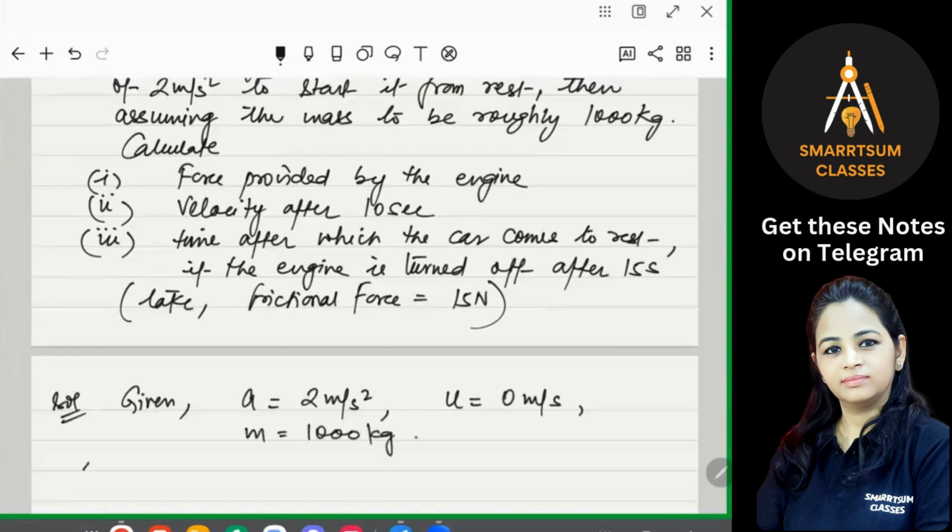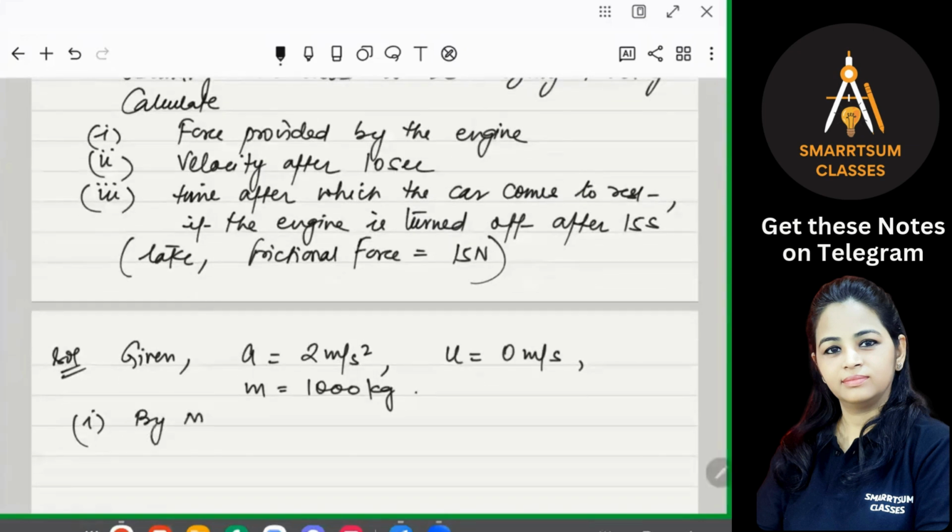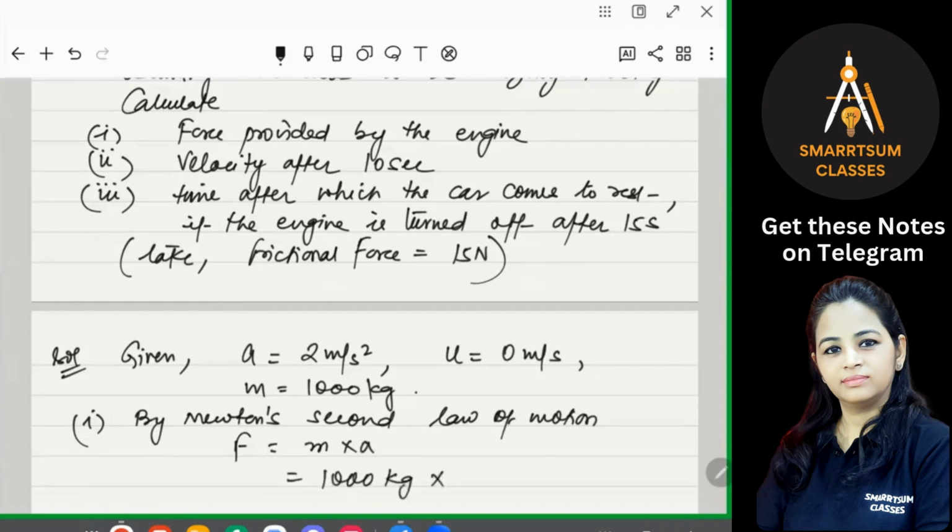Now, what do we have to calculate? In the first part, we have to calculate the force provided by the engine. As we know, from Newton's second law of motion, force is the product of mass and acceleration. Mass is already given. Always remember, when you are putting the values into the formula, please check their units. They should be SI units. If they are not in SI units, first convert them and then use the formula.